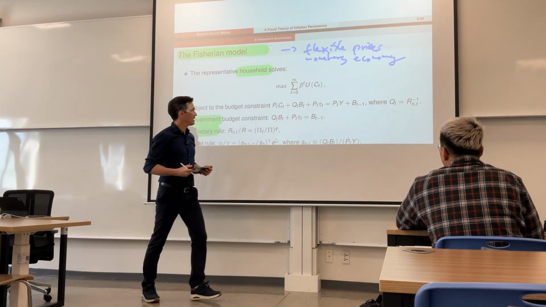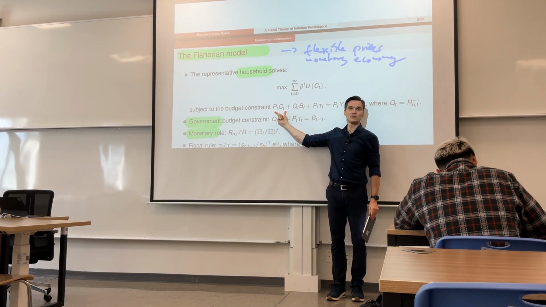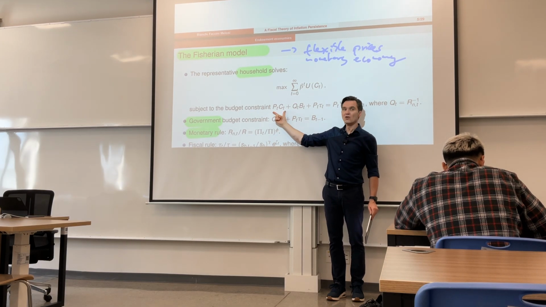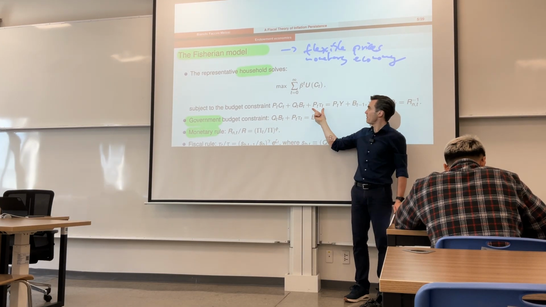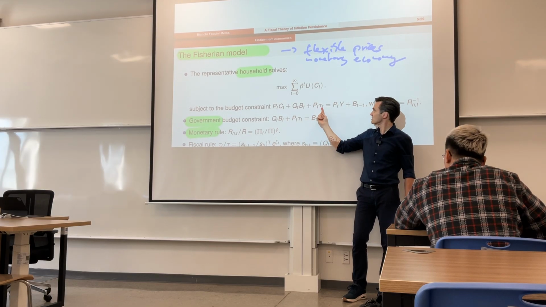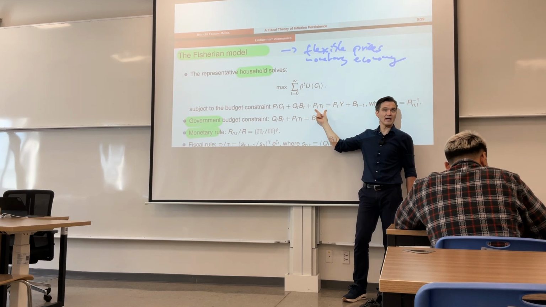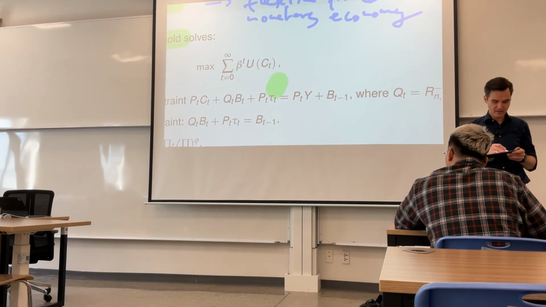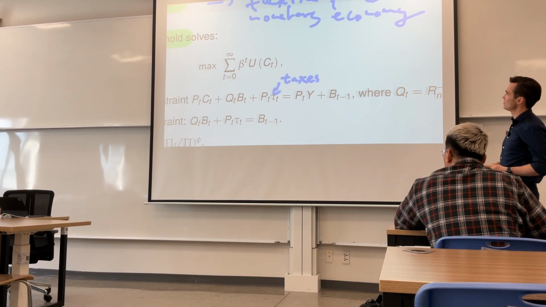So what is their budget constraint? On the expenditure side, the households have nominal consumption expenditures. P is the price level, C is real consumption, so P times C is nominal consumption expenditures. Then the households have to pay taxes. P times tau are the nominal tax payments to the government. So let's write this down: tau is taxes. They pay taxes to the government.